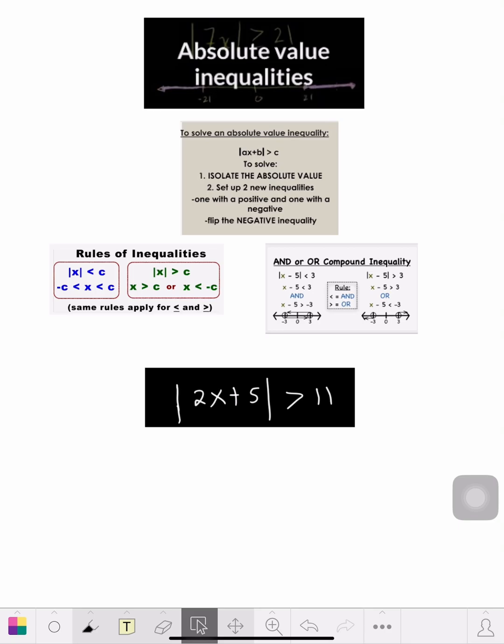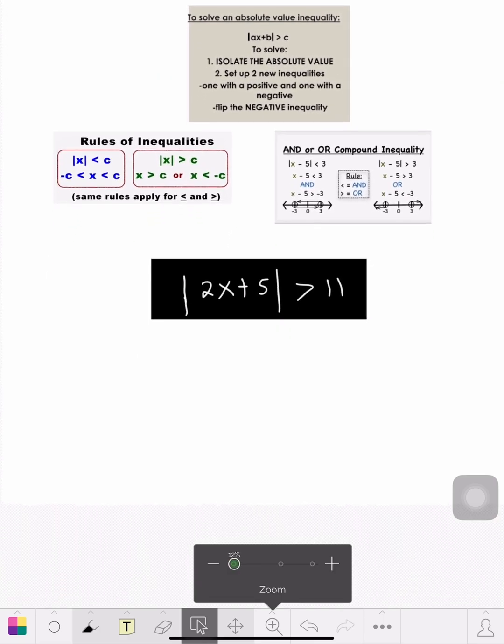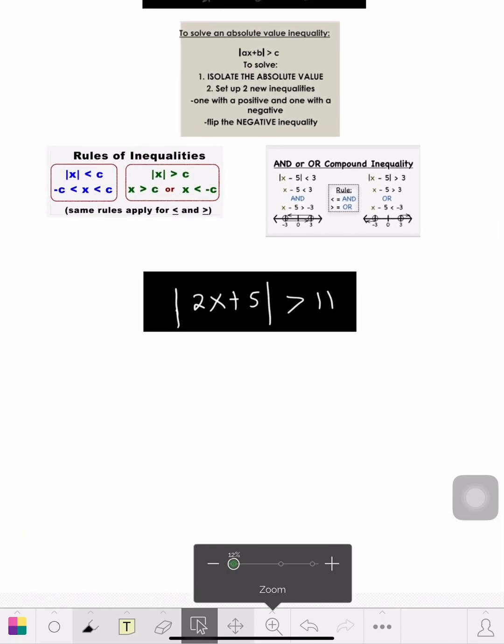As you see, the top one says isolate the absolute value. Then set up two inequalities, because don't forget, it could be a negative in there, it could be a positive. So you really have two solutions. One's going to be positive, one's going to be negative. But on the negative, you have to flip the inequality sign.